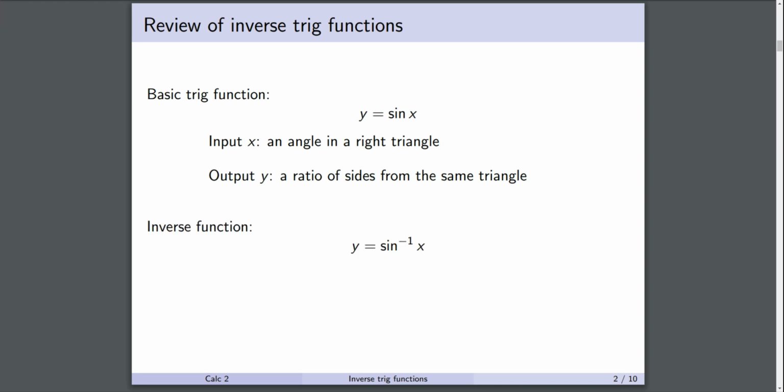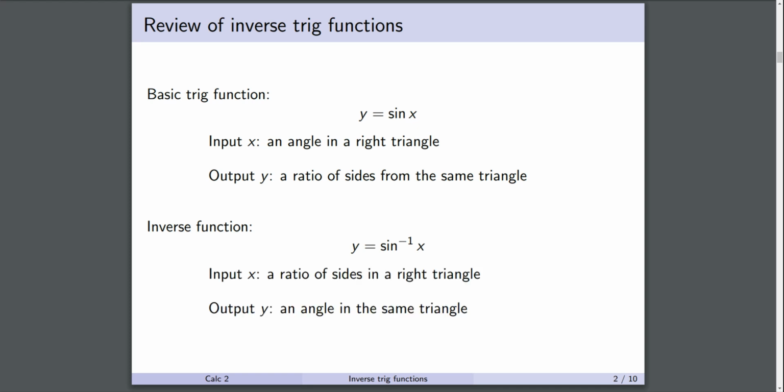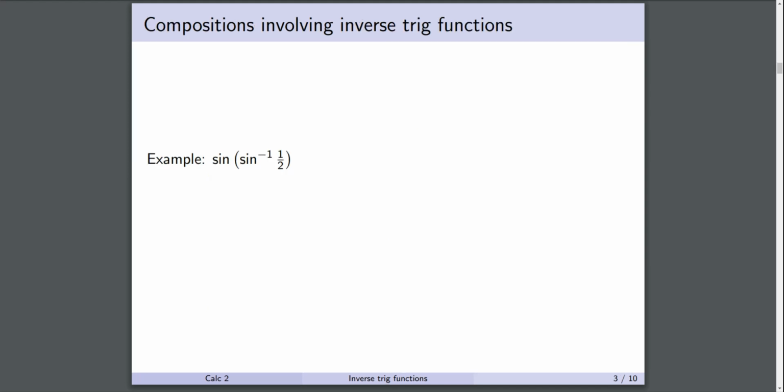So now let's think about the inverse function. Well, one of the things we know about an inverse function is that the role of input and output is going to switch. So for inverse sine, that means that our input is now a ratio of sides, and our output is an angle. This idea from the definition of an inverse function is what we're going to use to solve our problems.